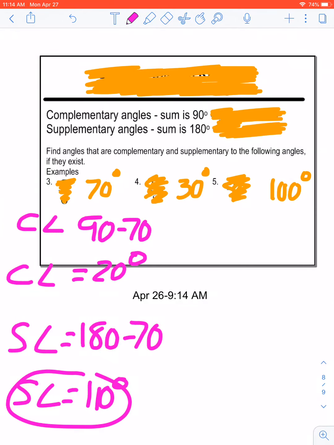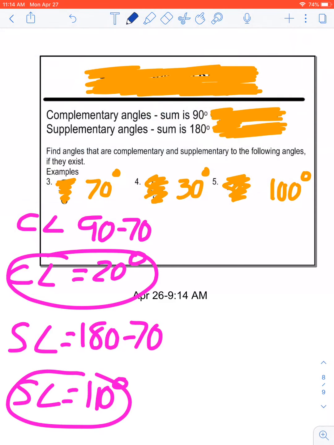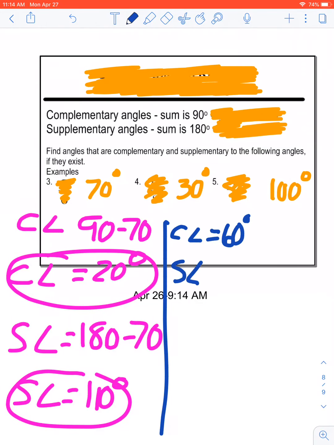Okay. Again, I know you guys did this in geometry. It's going to be a little bit more confusing when it comes to radian measurements, but we want to intro at least with degree measurements. So for number 4, let's look at that one. So my complementary angle, well, I would do 90 minus 30, which would give me 60. Okay. And my supplementary angle would be 180 minus 30, which would give me 150 degrees.